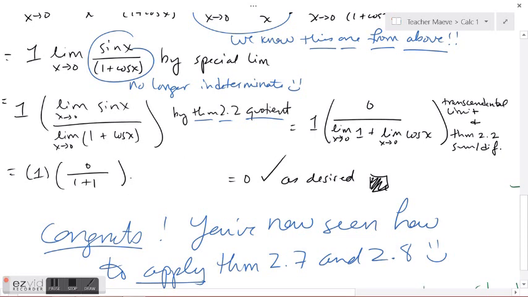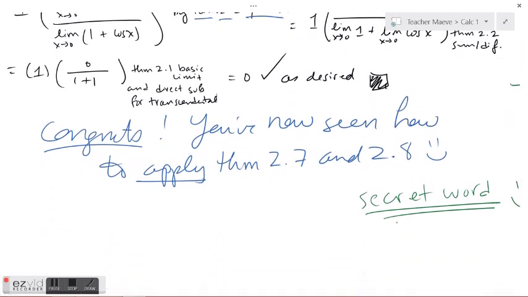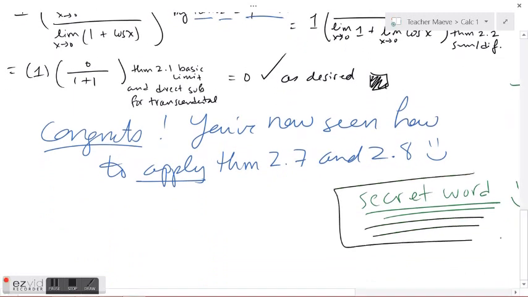Down below, we now have the limit of 1, and then we've got the limit of cosine x. Well, the limit of 1 is just one of our basic limits, that's theorem 2.1. And the limit of cosine of x is again a transcendental limit, and so we can do direct substitution. So we have at the bottom there 1 times 0 over 1 plus 1. Look, that's just 0, which is exactly what was desired. So we transformed the function by multiplying by something over itself into a different function that we could then evaluate. So we use theorem 2.7.